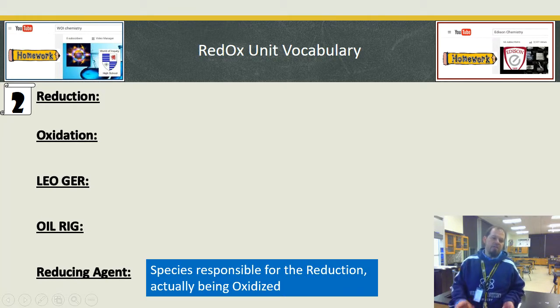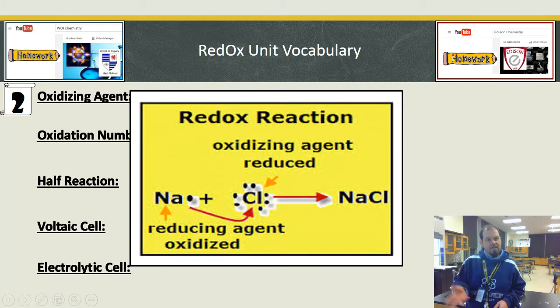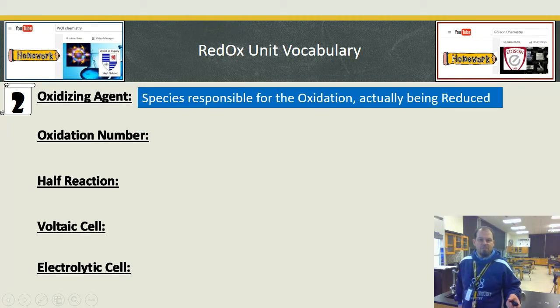Okay, so this agent is referring to the other one, the one that's responsible for what's going on. So hence the oxidizing agent is going to be responsible for the oxidation, but he'll actually be being reduced. The species that's responsible for the oxidation is hence actually being reduced. Can't have one without the other.